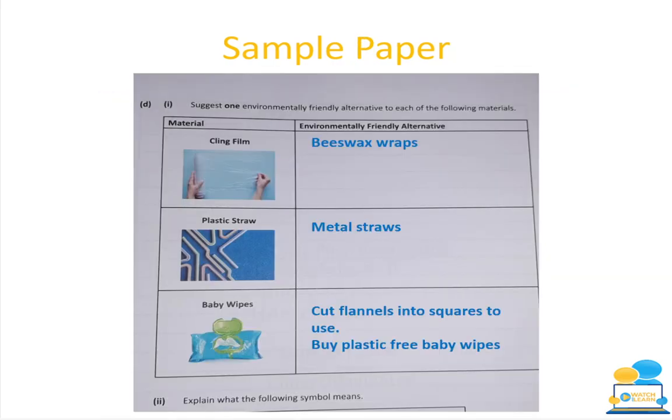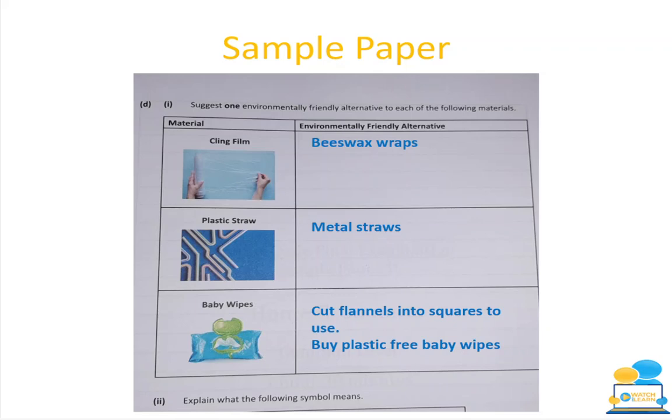Here is a way where we're looking at environmentally friendly alternatives. So instead of using cling film, you could use beeswax strips. If you don't have beeswax wraps, you could just get some cotton and fabric, cut it into circles and put some beeswax pellets on it. Put it in the oven for a few minutes, let it melt, and you have your own beeswax wraps.